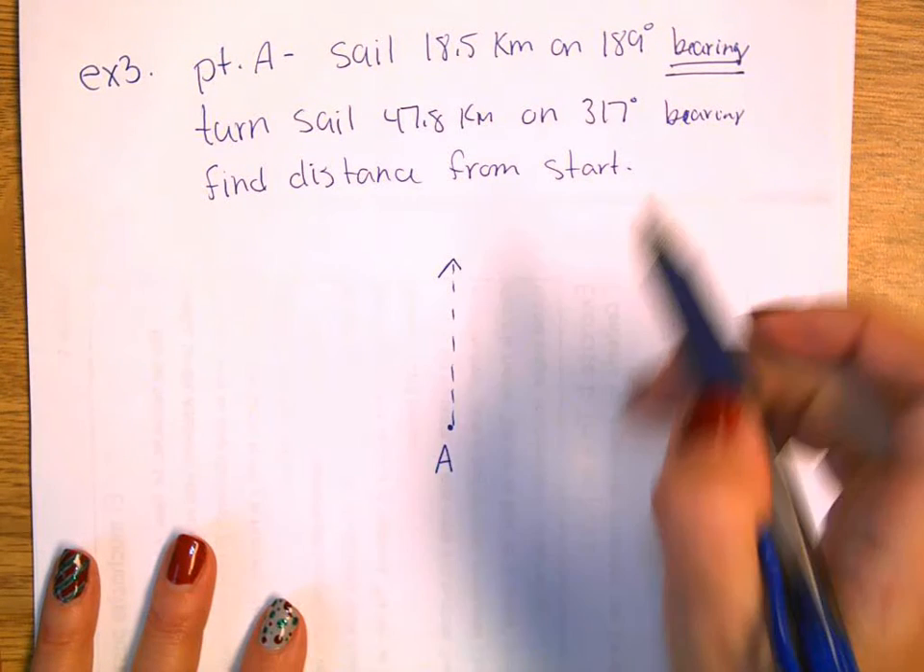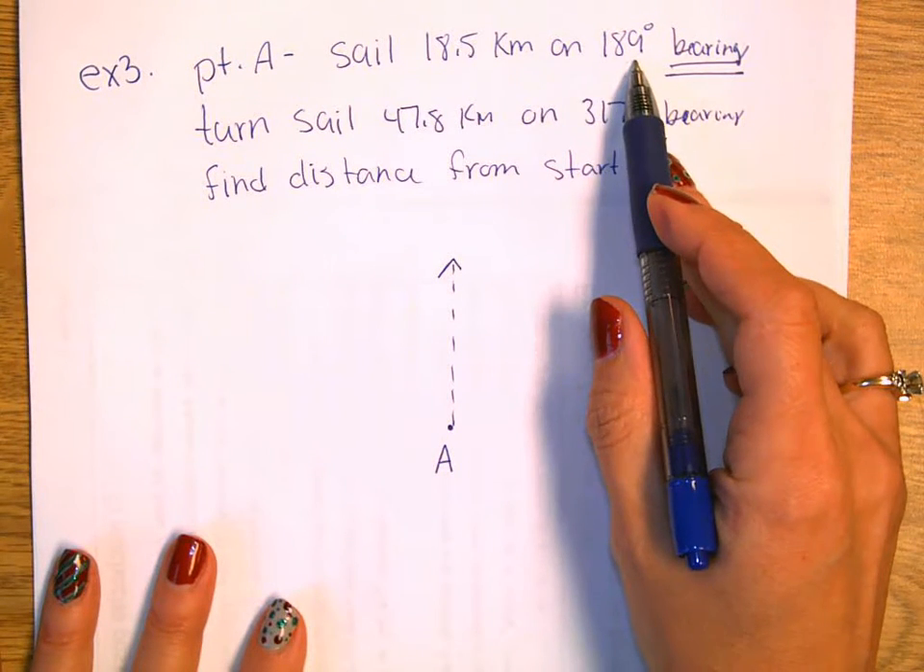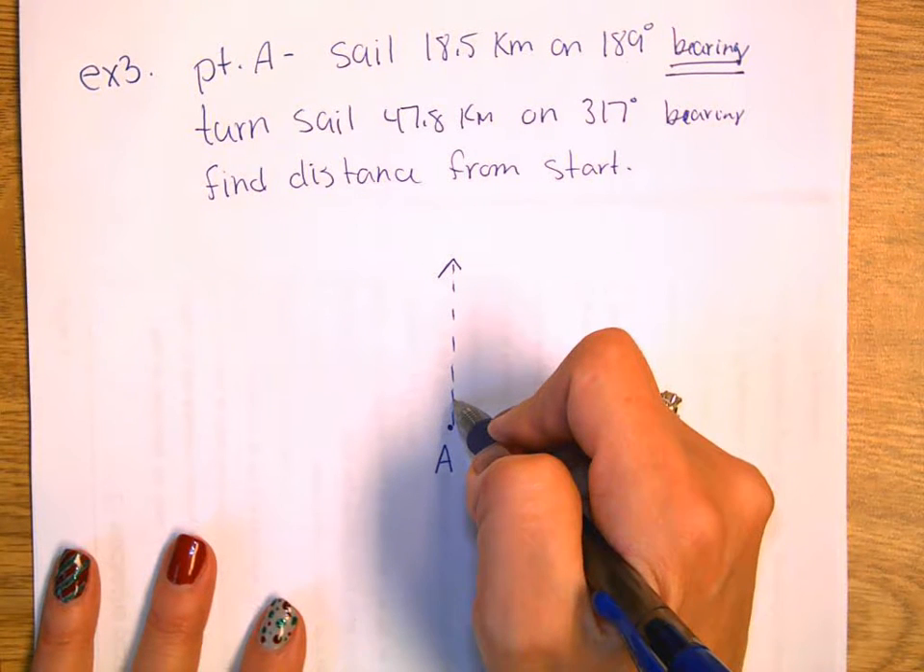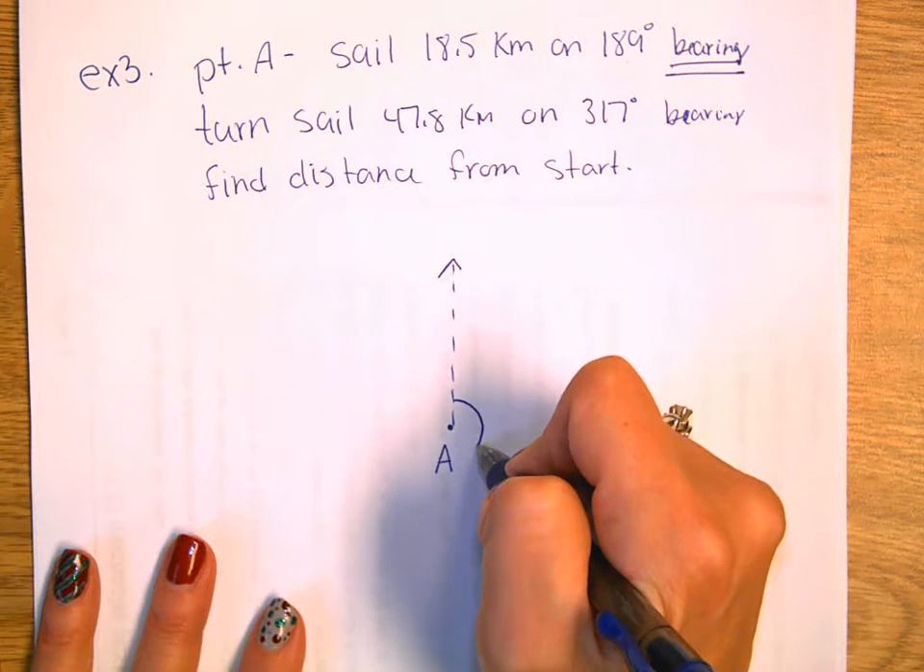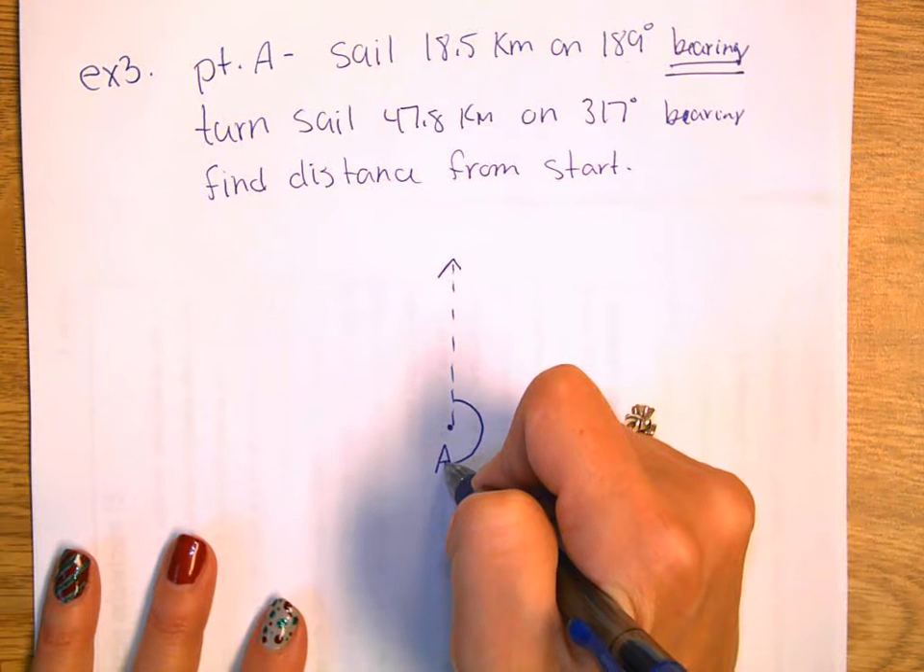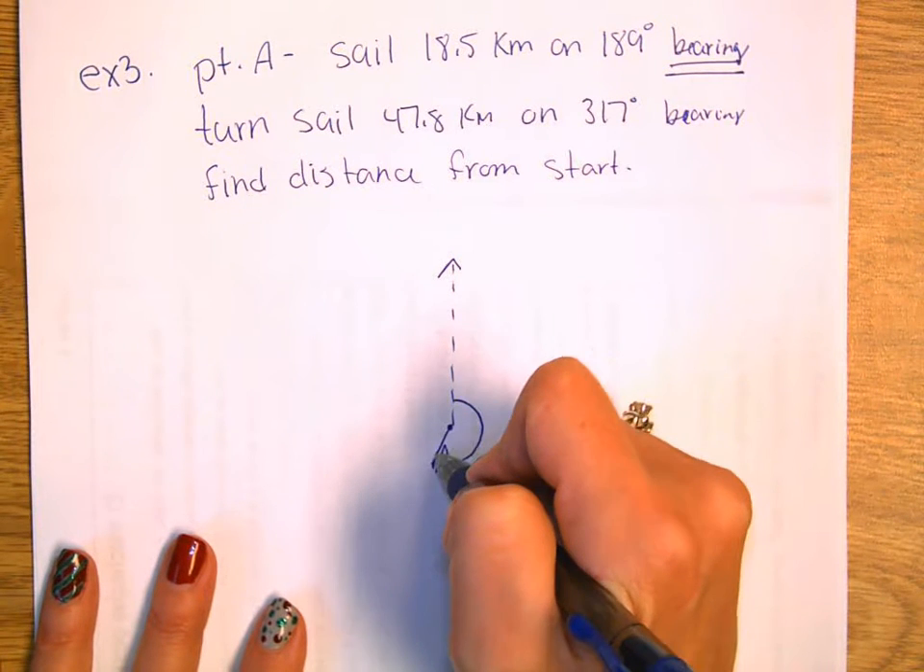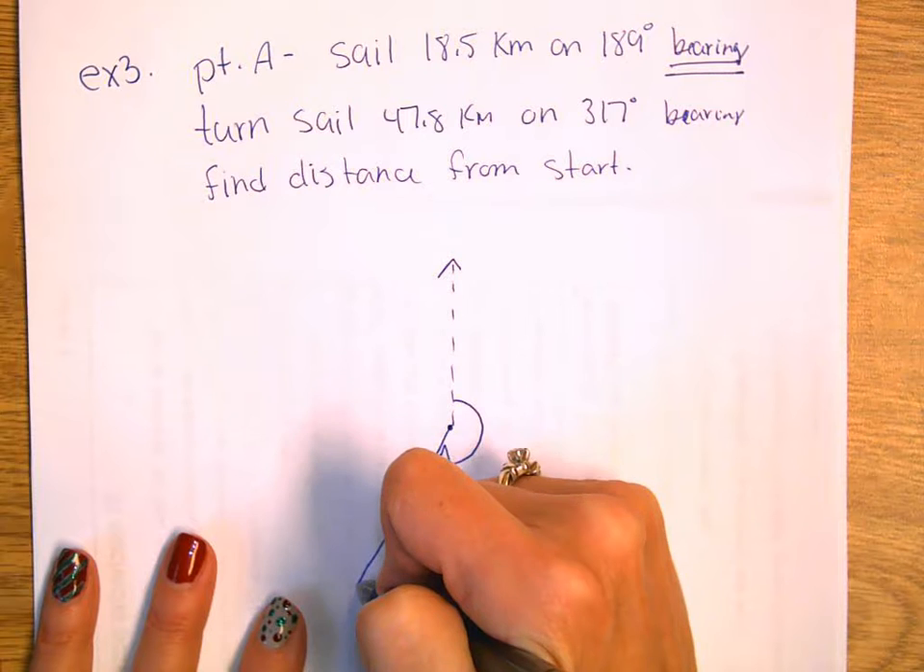So I need to show a 189 degree rotation. I'm going to go right through my letter A. Nice. 180 is directly below and then 9 degrees over. So here's the first leg of my trip.